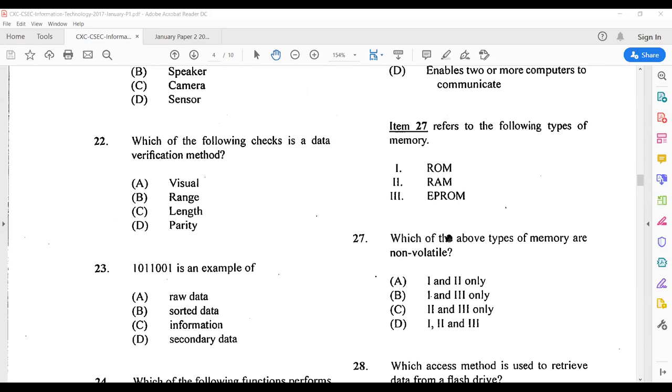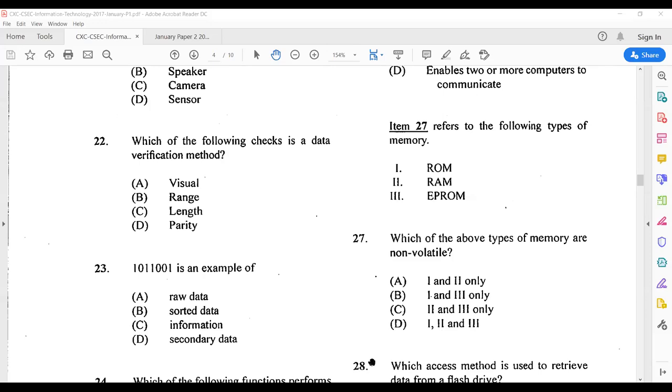So item 27 refers to the following types of memory. We have ROM, RAM, and EPROM. Which of the above types of memory are non-volatile? And they have different combinations. Okay, first of all, what do they mean by non-volatile? Could anyone explain what is meant when it's speaking about memory and it's saying memory is non-volatile?